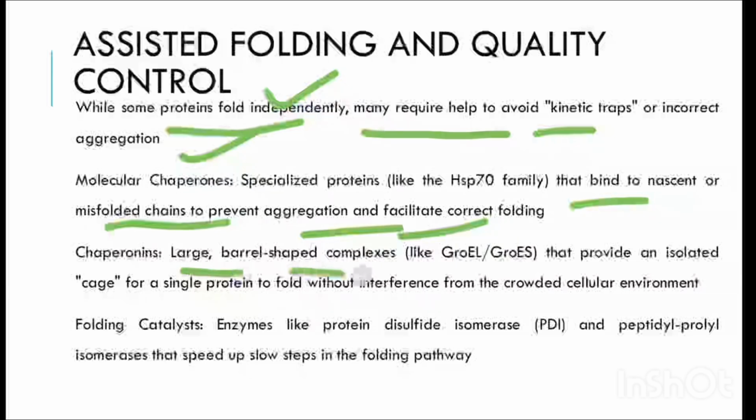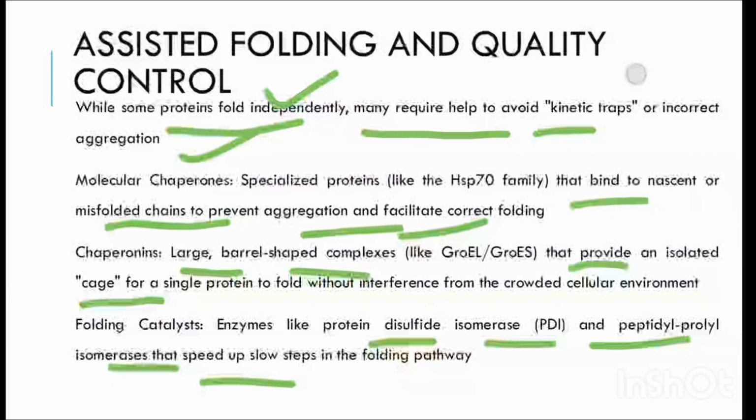Chaperonins are large barrel-shaped complexes that provide an isolated cage for a single protein to fold without interference from other crowded environments, other proteins. So it acts as a protector. It protects the protein from other proteins or other disturbances of the environment. Then folding catalysts, enzymes like protein disulfide isomerase and peptidyl prolyl isomerase that speed up slow steps in the folding pathway. So these are some proteins, some enzymes which assist or regulate the process of protein folding.